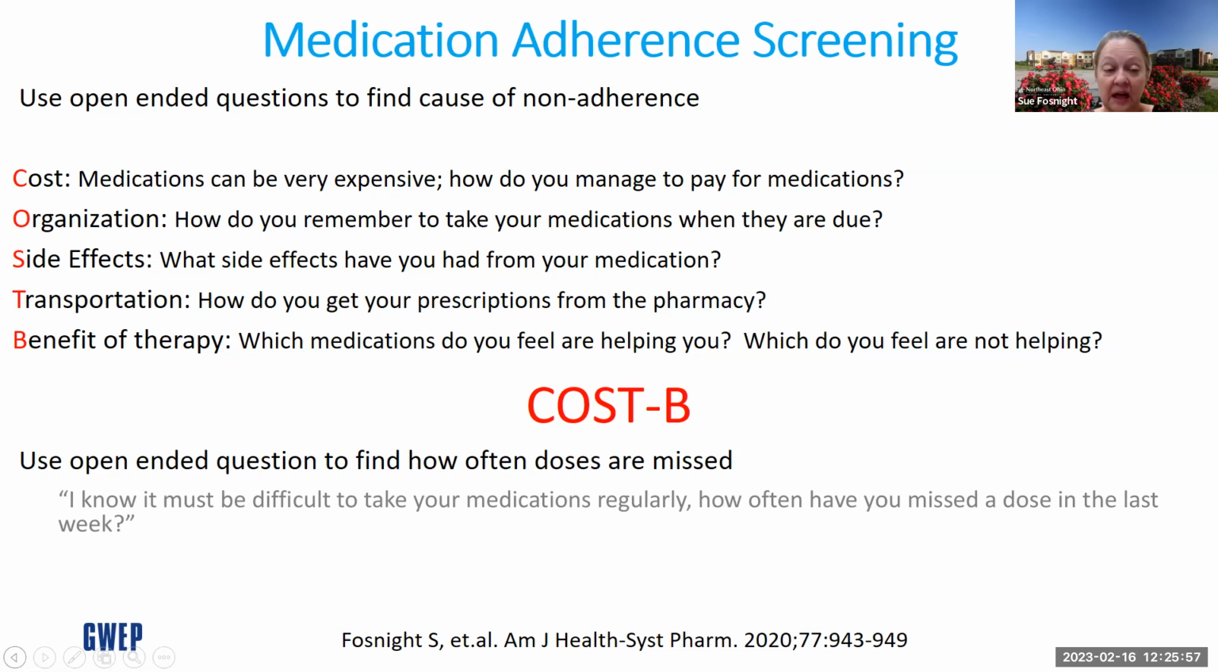So I ask these questions, and I've made a mnemonic for myself so I can remember it real fast, and I teach this to my students as well. And actually, we just published on it not too long ago. So the mnemonic is COST-B.